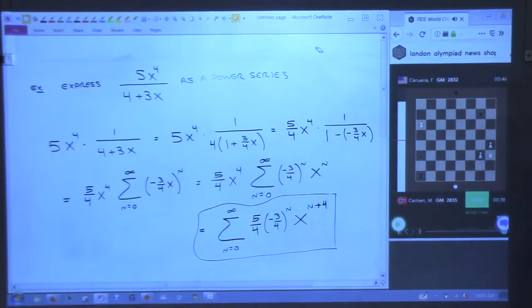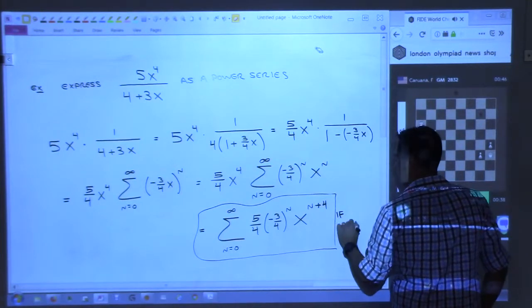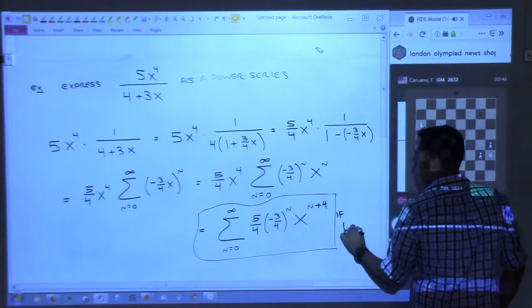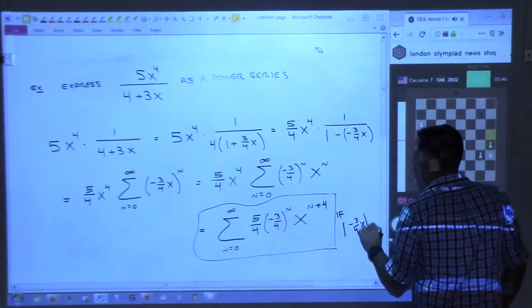Now this only holds if what? If absolute value of negative 3/4 x is less than 1.